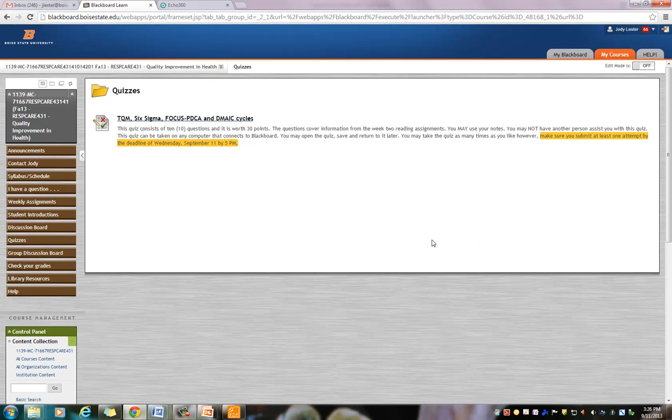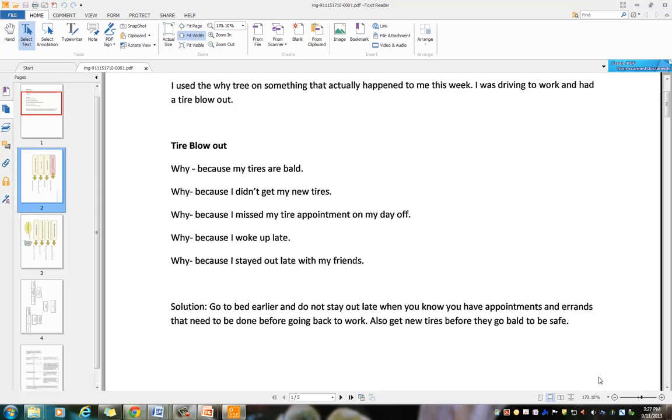Okay, so this week you're going to construct a why diagram. And I have a few of those to show you. It could be as simple as this. So here is student work that was submitted previously. They did the why diagram, or the tree diagram, on something that happened to them: their tire blew out.